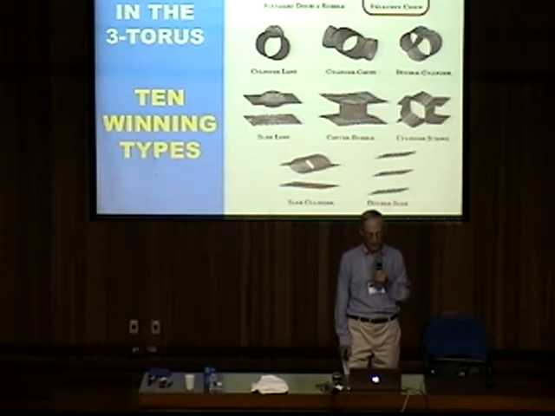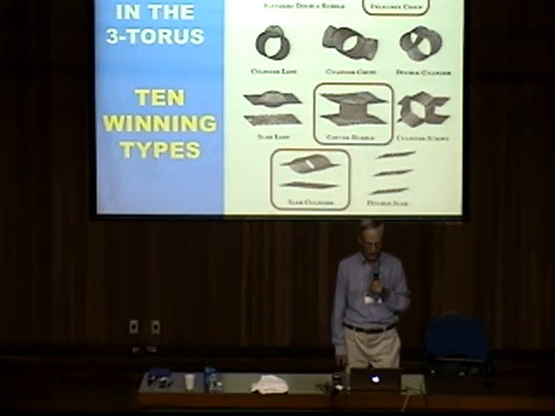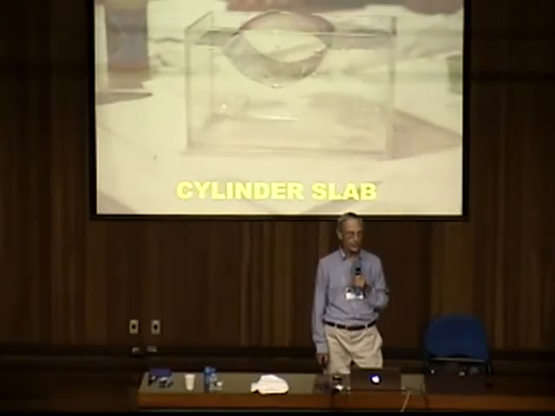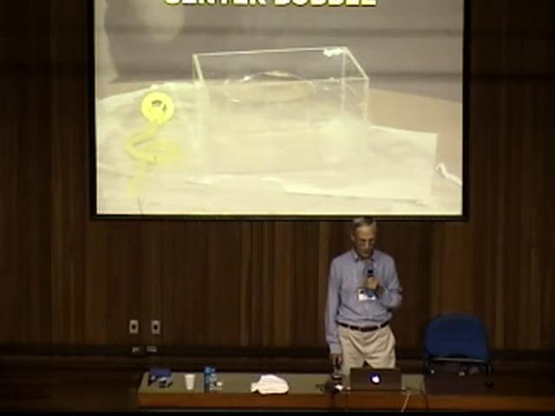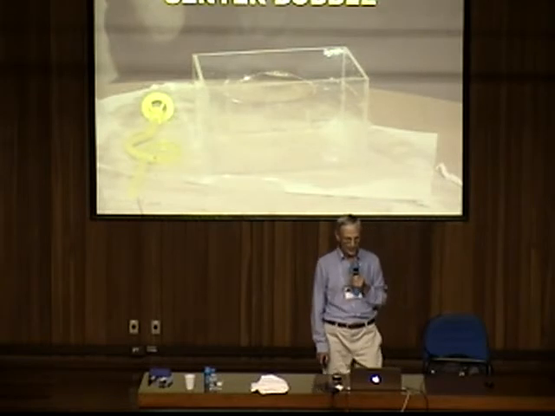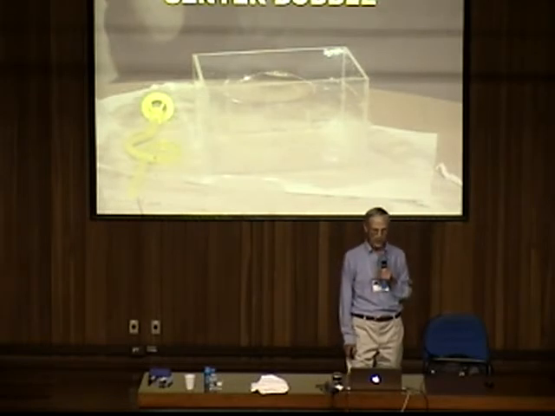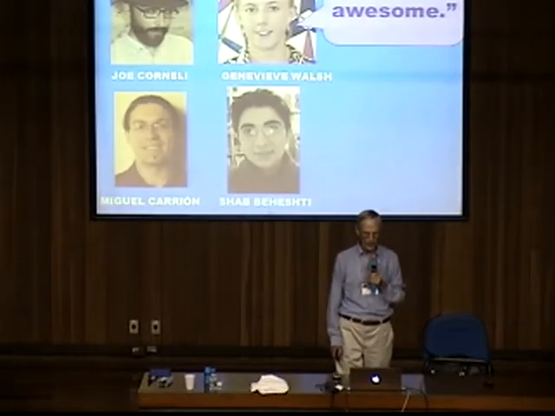And they got all of them, actually, including, I'll show you some of these funny ones, the center bubble and the slab cylinder. So there's the cylindrical slab, which they got with soap bubbles. And there's the center bubble. That was the hardest one for them to get. So they all appeared. Of course, the authors of the original paper liked them a lot.